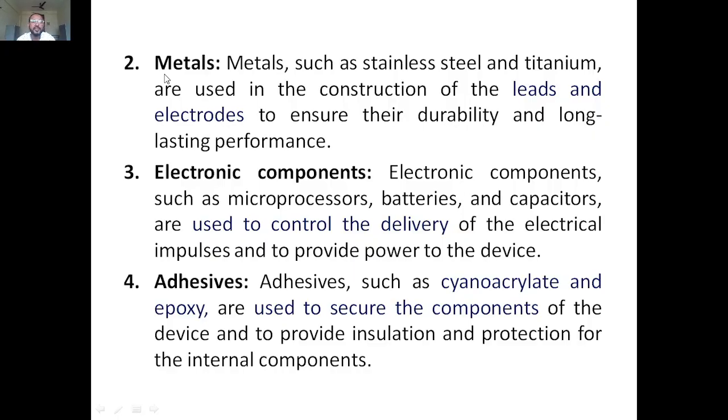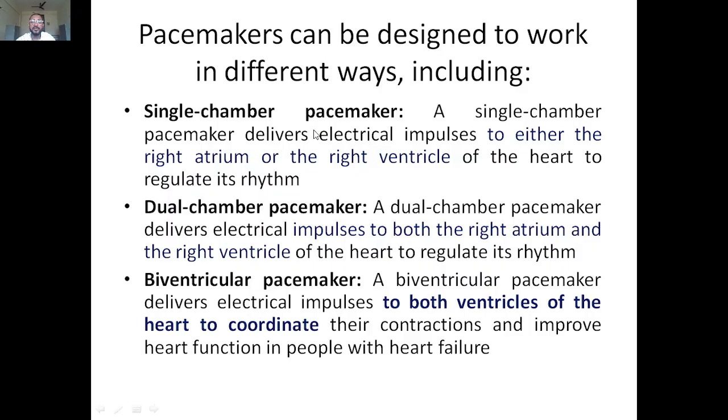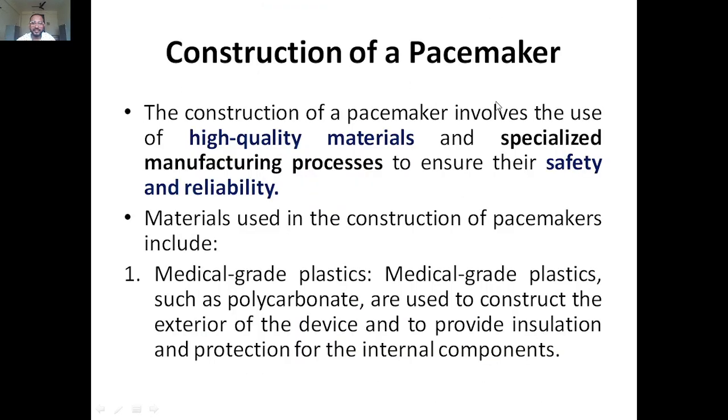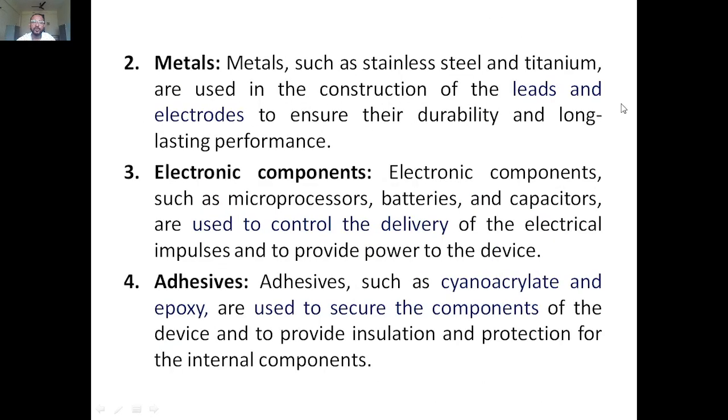Next, metals. Metals such as stainless steel and titanium are used in the construction of leads and electrodes. That means these leads, the wires coming from here, or these electrodes, can be made of stainless steel or titanium. We can prepare the leads and electrodes with these materials. For what purpose? To ensure durability and long lasting performance, because these are materials that are highly biocompatible in nature.